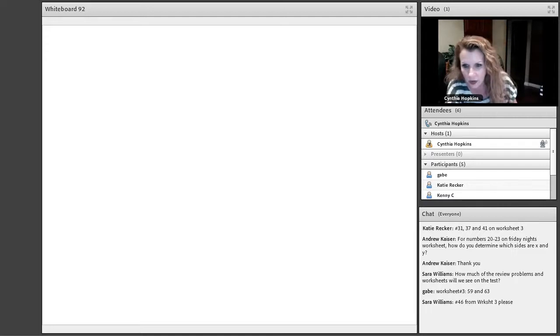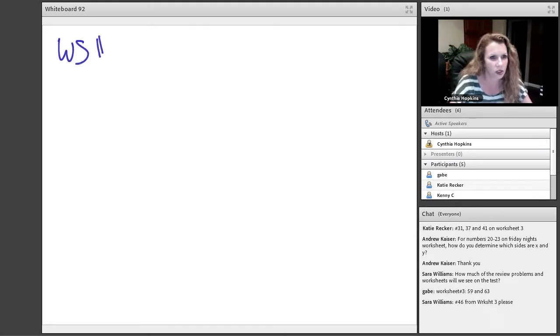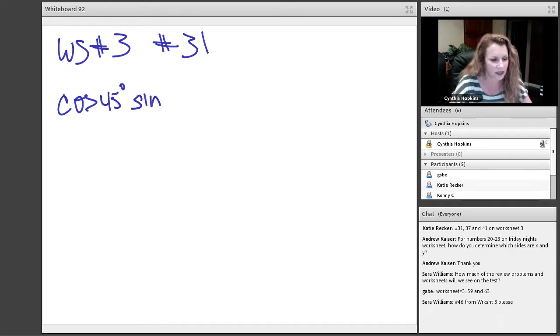Okay, 31, 37, and 41. Okay, number 31, let me write worksheet number 3, number 31. Okay, they gave you cosine of 45 degrees. And then it doesn't say this, but it is implying times sine of 210 degrees because there's no symbol. Just like when you write 3x, you mean 3 times x. So when there's no symbol, it means times.